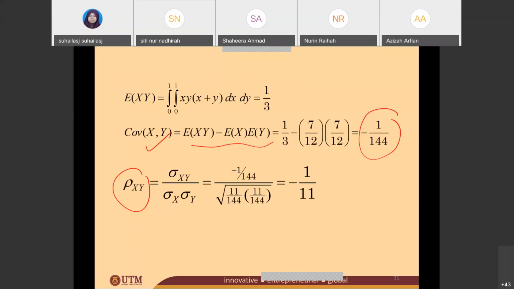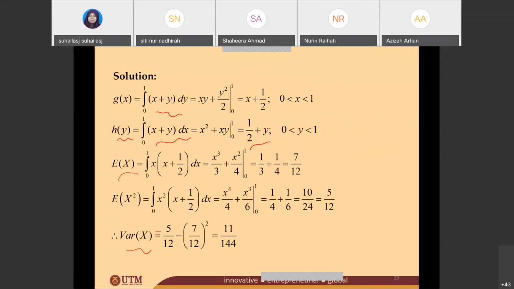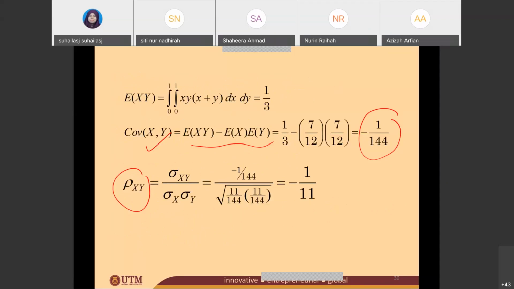You get it step by step. If, let's say, EX is wrong and EY is wrong, almost everything will be wrong. So make sure you get the correct marginal function, so you get EX. Because we need that, EX squared, then you compute your variance, and the same for variance Y. Only then do we compute your covariance and also your correlation coefficient. The solution is all in there, so just have a look back.